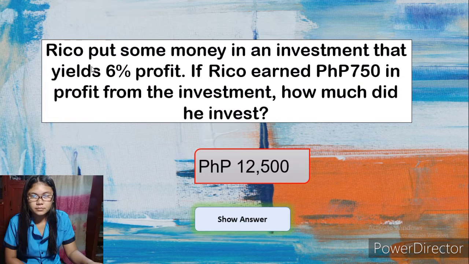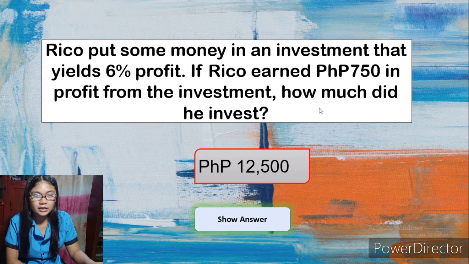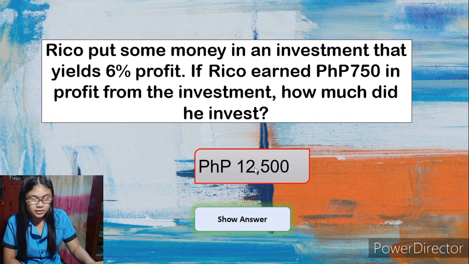Rico put some money in an investment that yields 6% profit. If Rico earned 750 pesos in profit from the investment, how much did he invest? So, ang sagot is 12,500 pesos. So, paano kaya nangyari yun? Tara alamin.